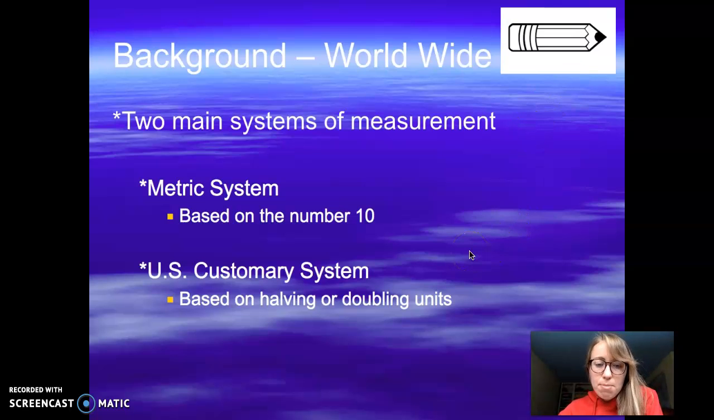Whereas the US customary system, this includes inches and miles, feet, all of that stuff is part of the US customary system. And when we say it's based on halving or doubling units, you could say like 1.5 inches, but you're more likely to say something like 1 and a 1/2 inches, or smaller than that would be a 1/4 inch. Next smaller is a 1/8 inch, a 1/16 of an inch, a 32nd of an inch. So instead of being clear like the metric system and going by tens, it goes into these smaller and smaller fractions when you want to divide it up.